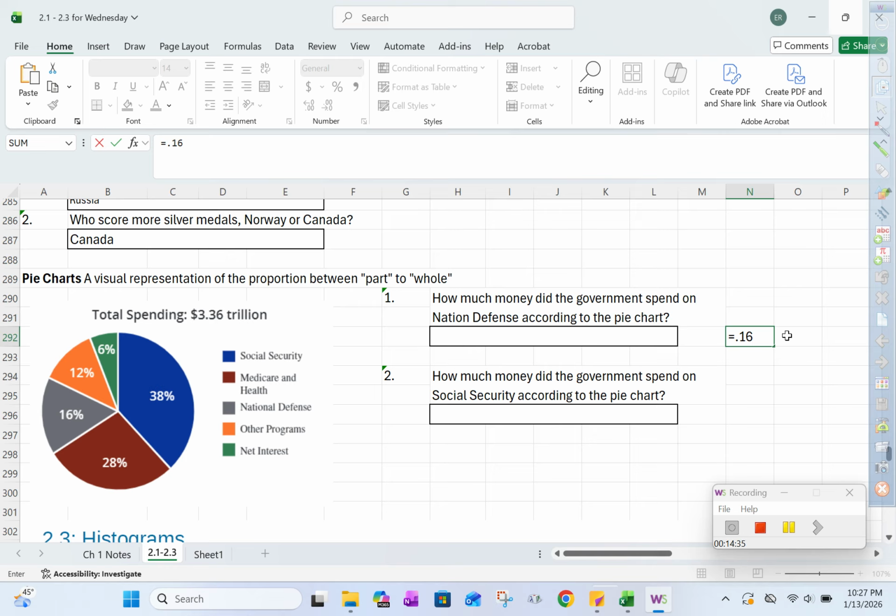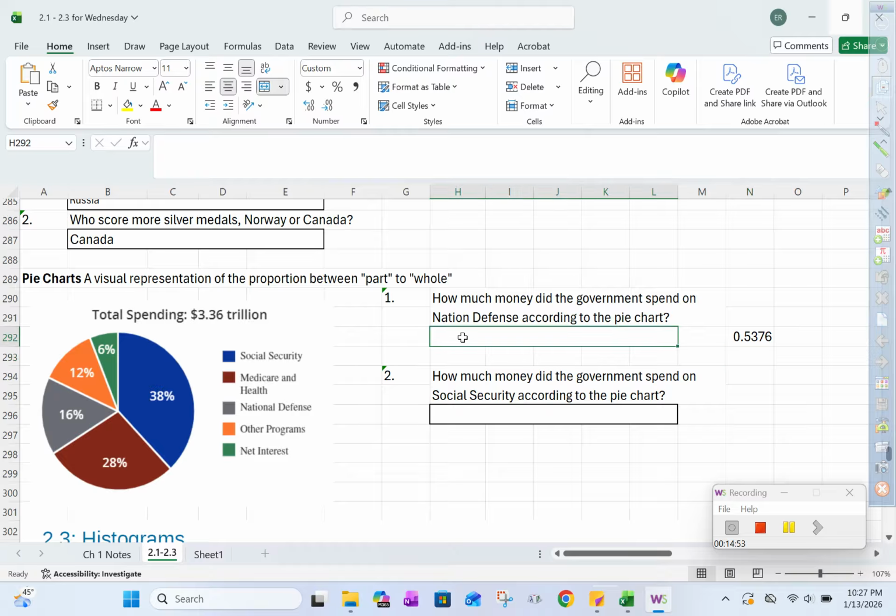The times button is the asterisk at the top of the 8 button. Okay, and then we're going to multiply it by our 3.36 to get our value here of $0.54 trillion. I'm going to round to the same thing their table did. So about, and I'll put my dollar sign first, $0.54 trillion.